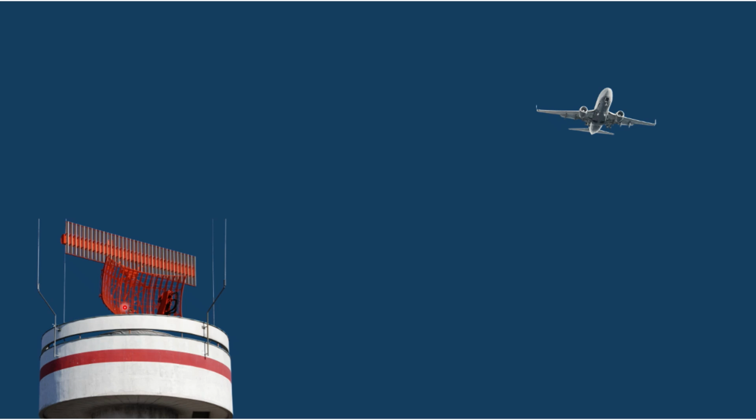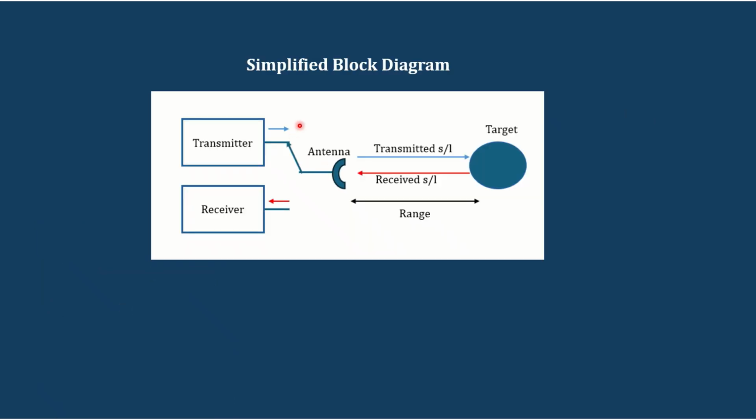This is the basic concept of the radar. The primary surveillance radar works on this principle. This is the fundamental radar concept. This is the simplified block diagram. Here you can see that the same antenna is used for both transmission and reception. It transmits the electromagnetic wave, and when it is reflected, the same antenna receives it, and through the duplexer it is given to the receiver and processed to get an idea about the target's range, velocity, and shape.